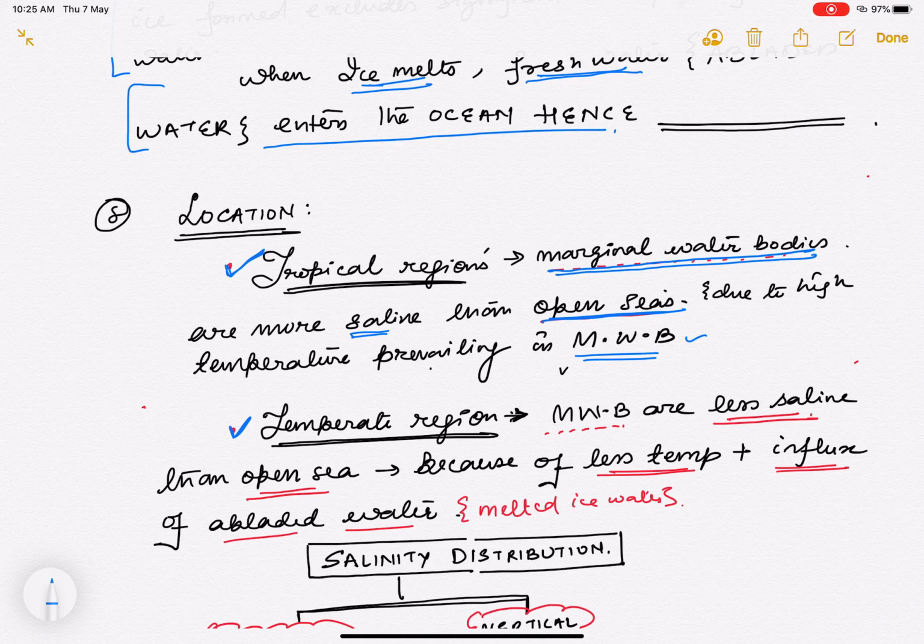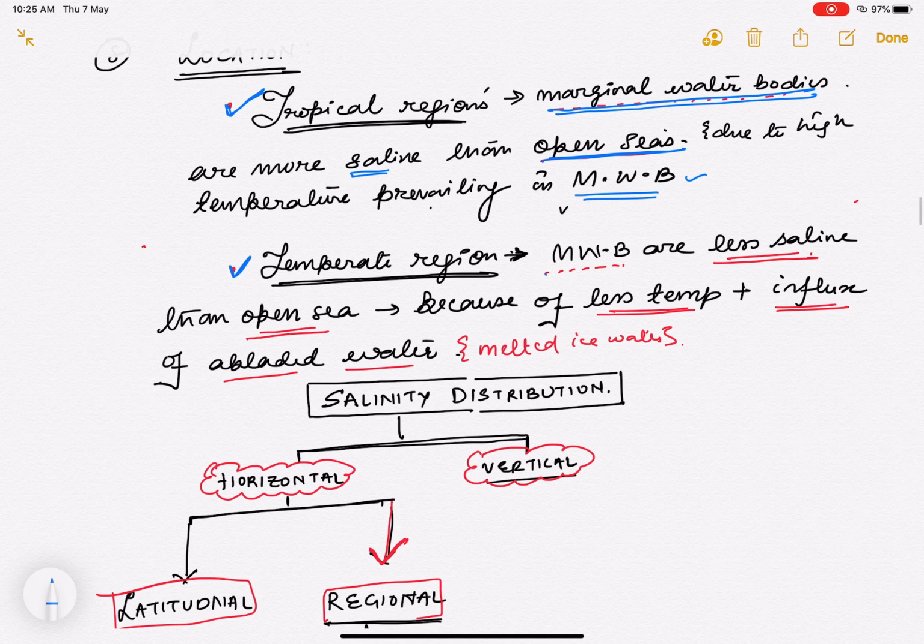In the temperate region, the opposite happens. Why? First of all, in the temperate region, the solar insolation is not that high. Number two, within the temperate region itself, there is a dominance of glaciers, as a result of which the glacial water also declines the salinity. Hence, in the temperate region, the marginal water bodies are less saline than the open seas because of the lower temperature, number one, and next, the influx of the ablated water. Now, when I say less temperature, where is the less temperature? Less temperature over the continent.